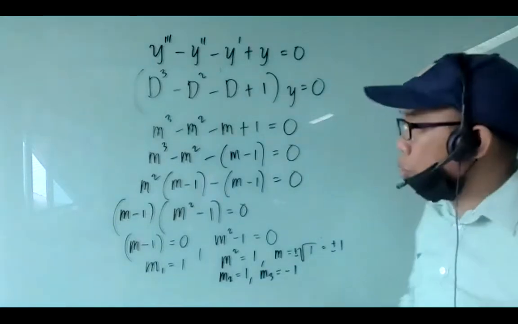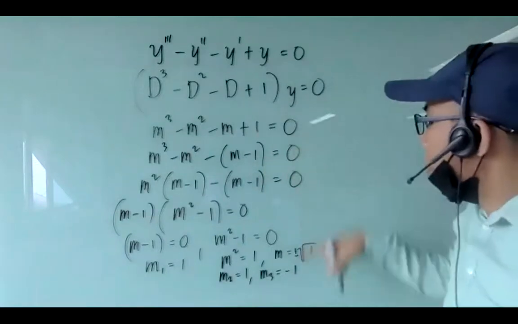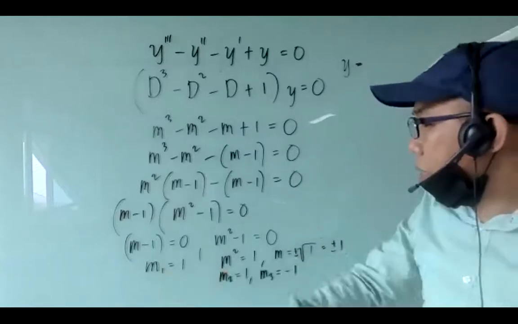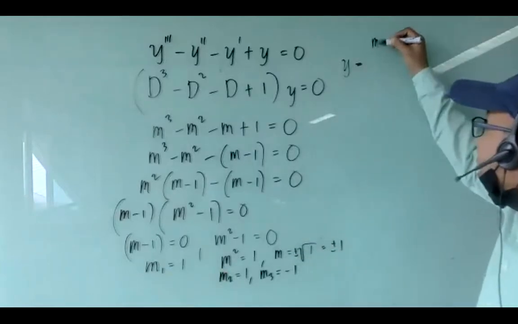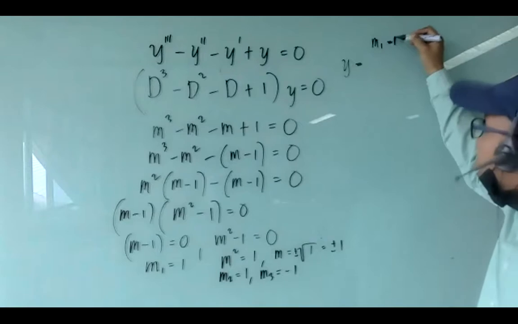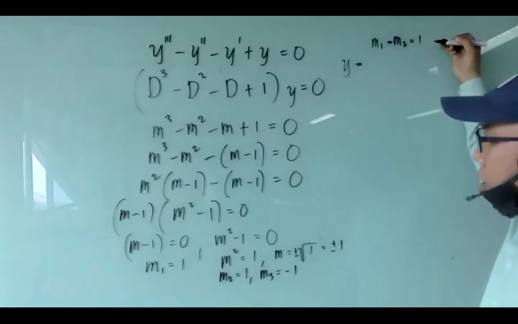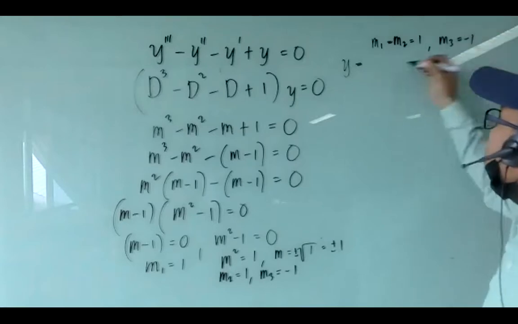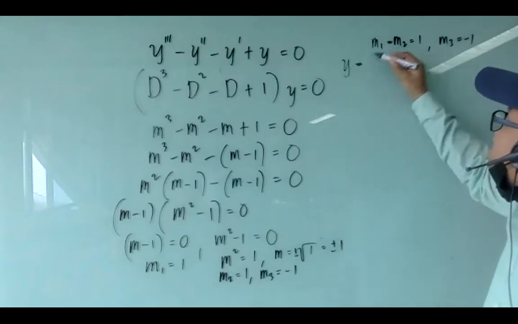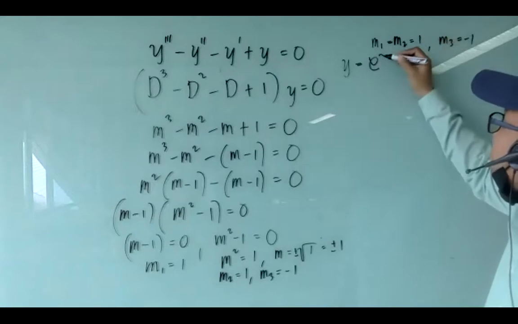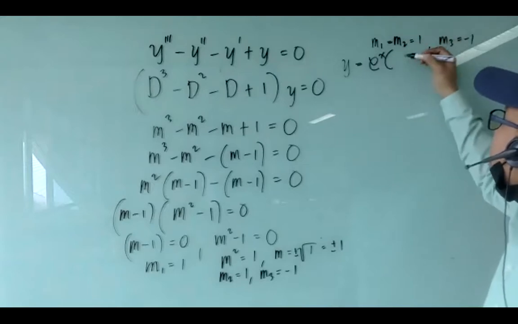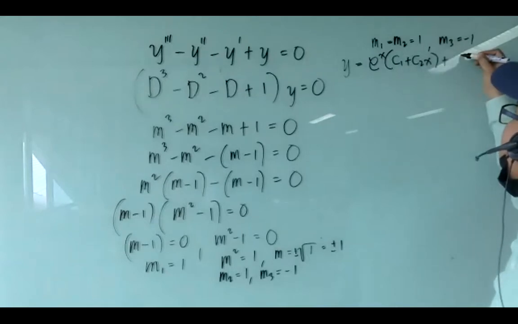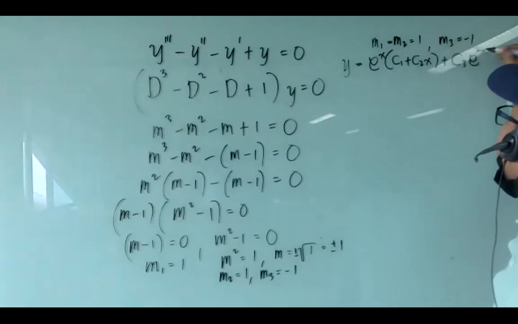So how do you write your solution? Pwedeng mag-interchange yan silang dalawa. Pwedeng mauna muna yung distinct. But in this case, yung subscripts kasi natin, di ba? So m sub 1 natin and m sub 2, they are equal, so 1. And then m sub 3 is equal to negative 1. So this is how you write your solution. So e raised to x times, dalawa lang naman, c sub 1 plus c sub 2 x. And then plus c sub 3 e raised to negative x.